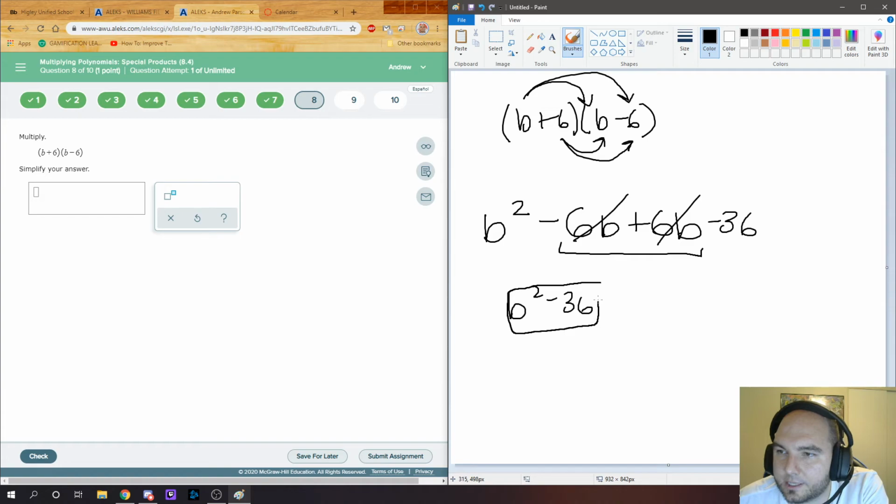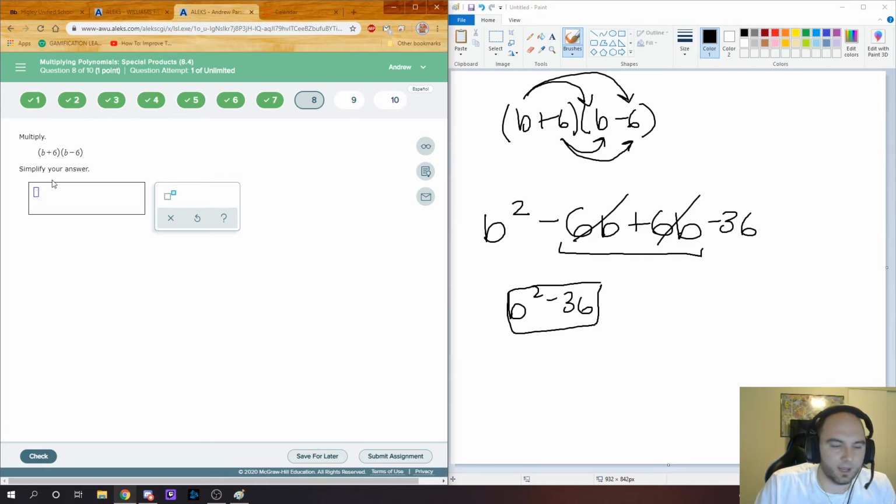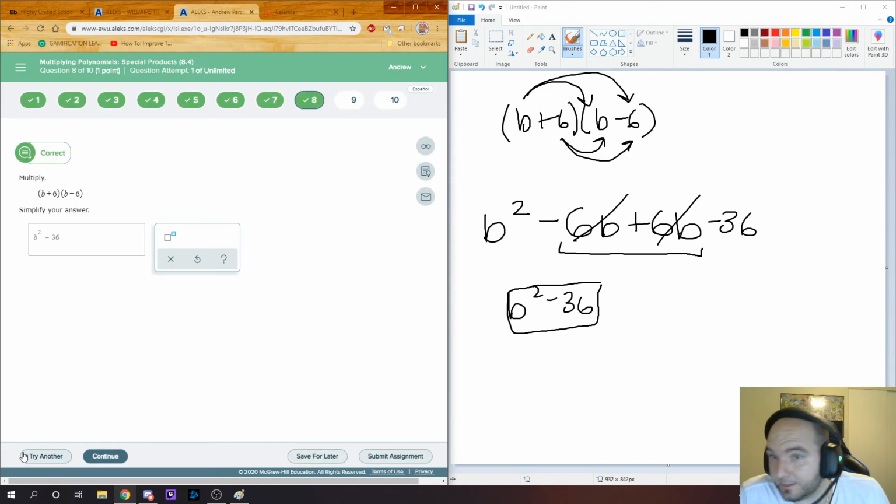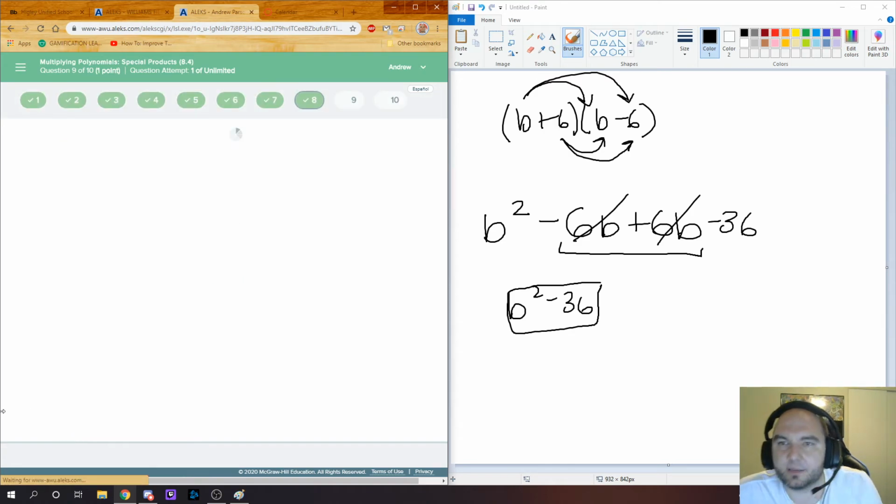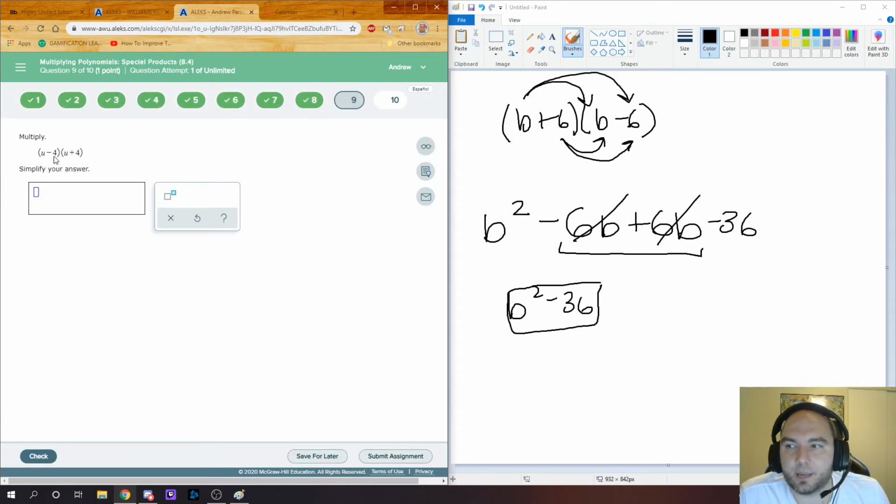So the trick to these is that when you have conjugates, which are the same things in the parentheses, but one's a plus and one's a minus, the result is the middle term doesn't exist. You'll only get the first thing squared, b times b, and the last things together, 6 times negative 6. And that's it. So I'll try and show you that concept here. So I'd look at the problem and I'd say, oh, look, it's the same thing, but different signs, right? So the answer only has two parts. The first times the first, u squared, and the last times the last, negative 16.